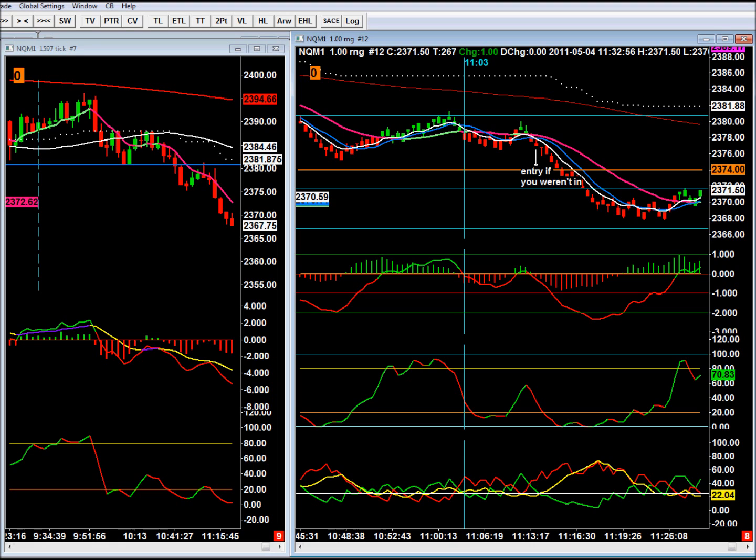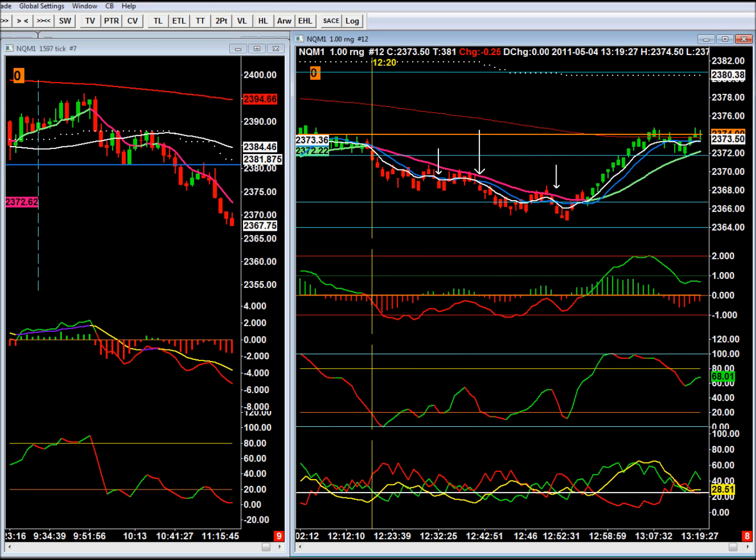If you weren't in here at 11:03, you really would have had a brand new opportunity right here at about 11:14, 11:13, with the indicator crossing below zero. So if you didn't happen to get in here, then you could have gotten in here, and then you would have not had to suffer through this back and forth stuff here.